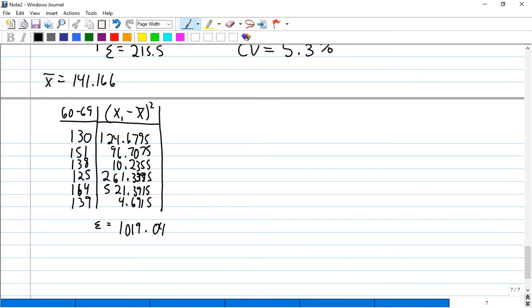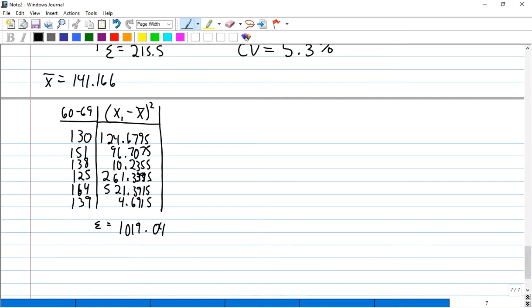Alright, that's a good thing. We need to check all of them, then, I guess. So on 130, I messed up on the first one. I can tell that I messed up on, well, I don't know. Let's see. 130 minus 141.166 squared equal, oh, I messed up. 130 minus 141.166 squared. It's supposed to be 124.6795.